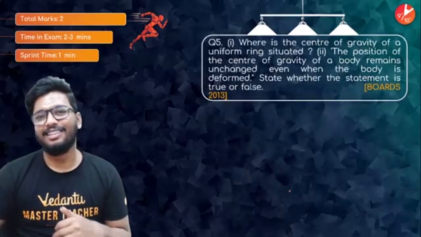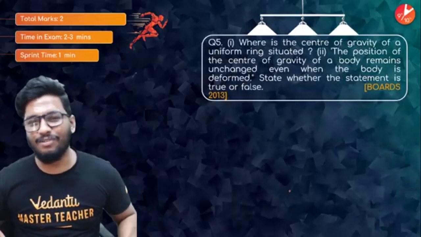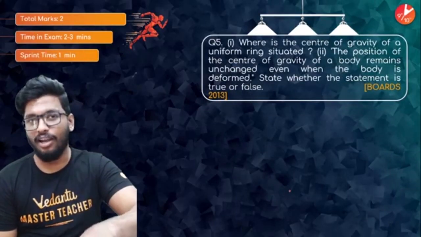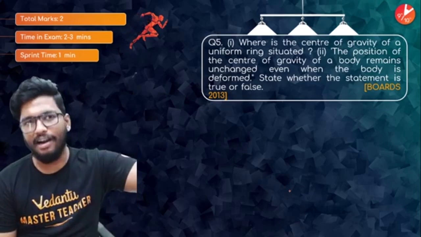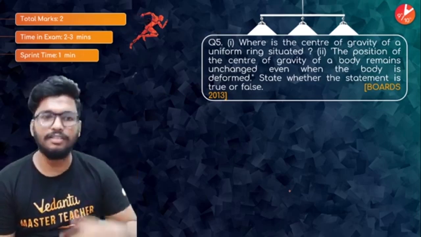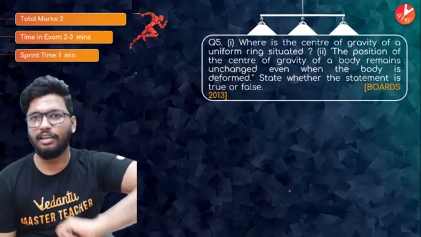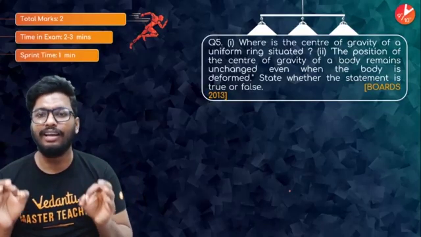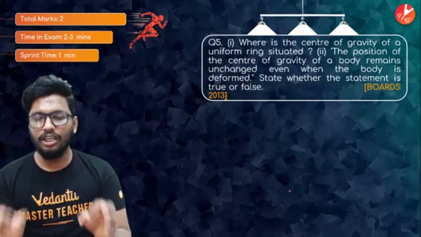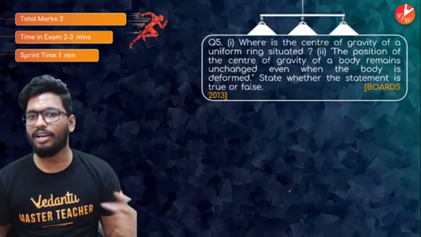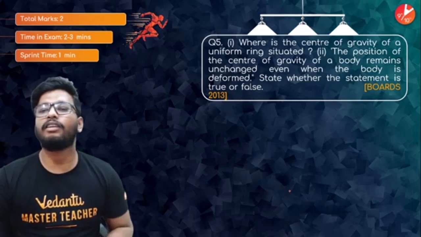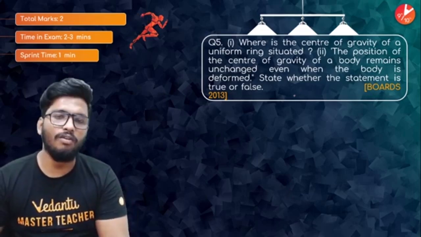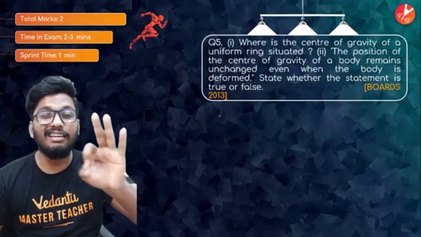This is a sanctuary. Here's the fifth question again. Board exam 2013 question. A 2-mark question. Time in exams can be about 2 to 3 minutes, but sprint time is 1 minute. Your question is, where is the center of gravity of a uniform ring situated? The position of the center of gravity of a body remains unchanged even when the body is deformed. State whether the statement is true or false. It's a 30-second question.